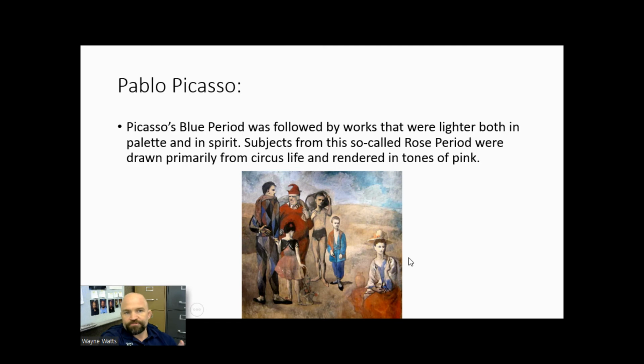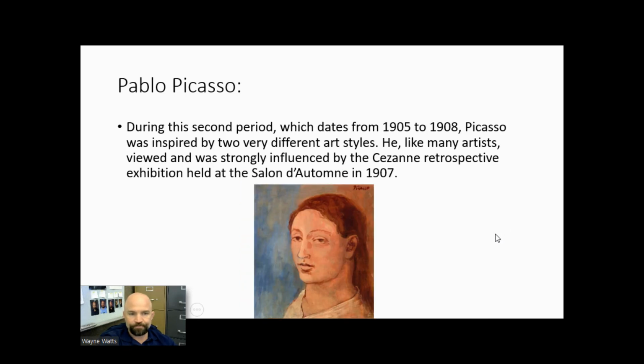Picasso's Blue Period was followed by works that were lighter, both in palette and in spirit. Subjects from this so-called Rose Period were drawn primarily from circus life and rendered in tones of pink. During this second period, which dates from 1905 to 1908, Picasso was inspired by two very different art styles.